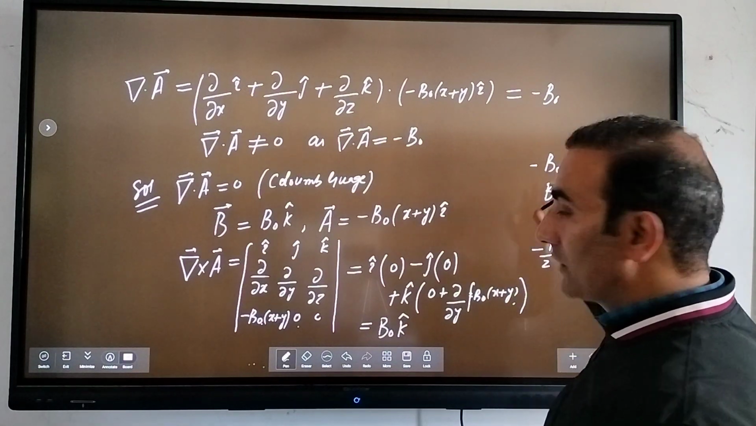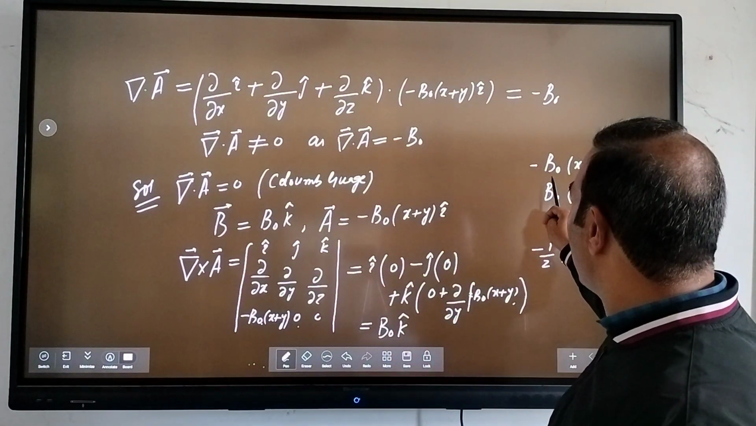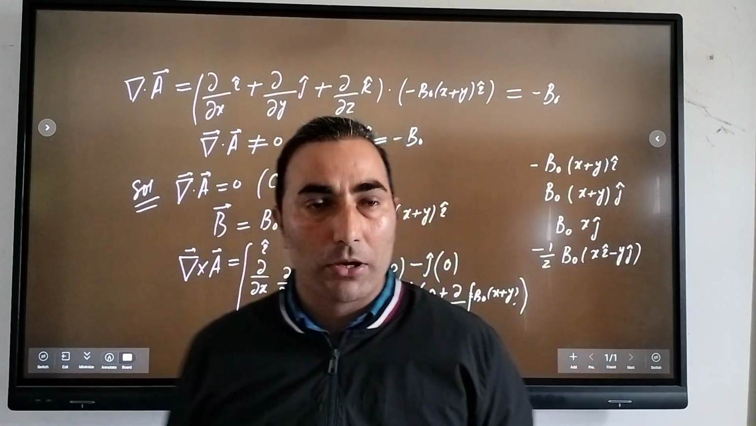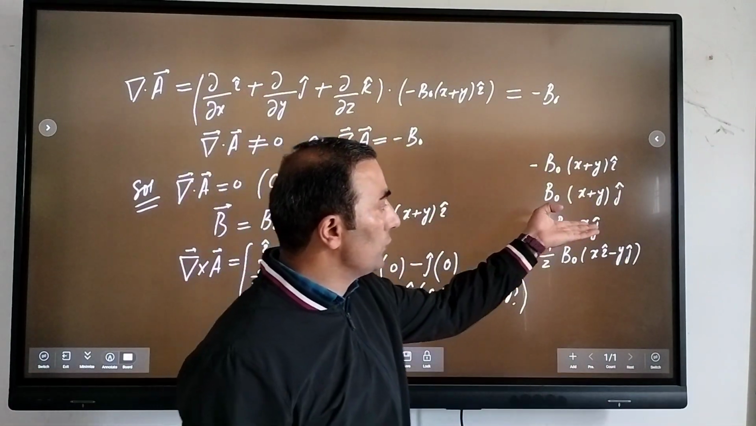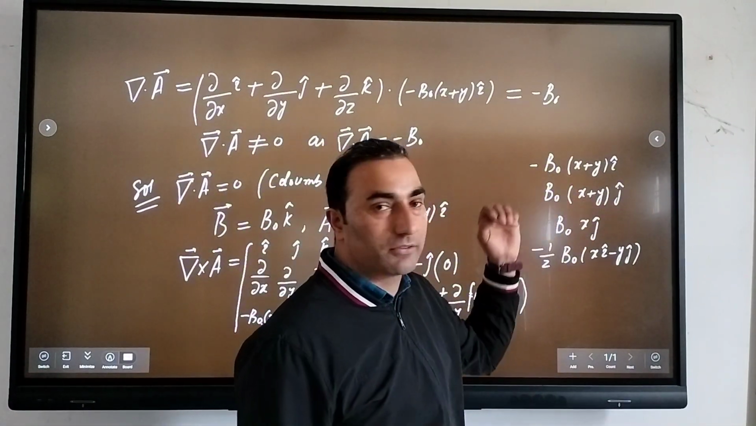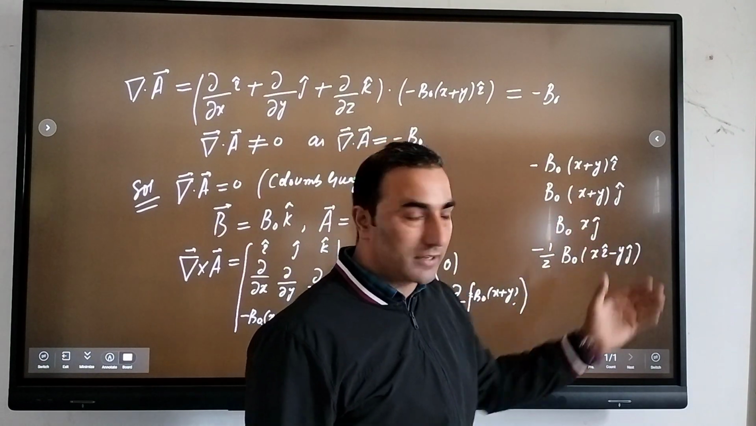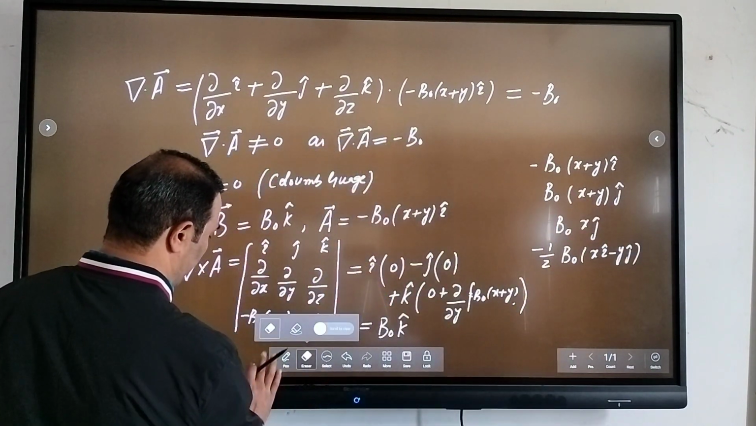So that means when we choose that, जब हमारा vector potential क्या बना था? Minus B₀(x + y) î. तो अगर हम अब second choice देखेंगे, if we choose that, if our vector potential will be this one, let us try both the cases. So let's calculate for this.